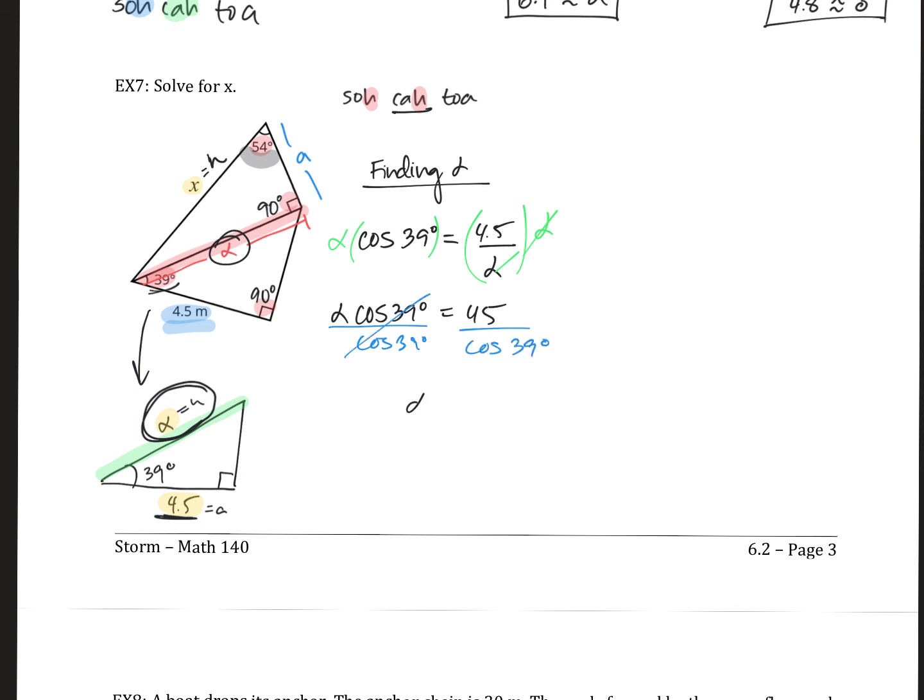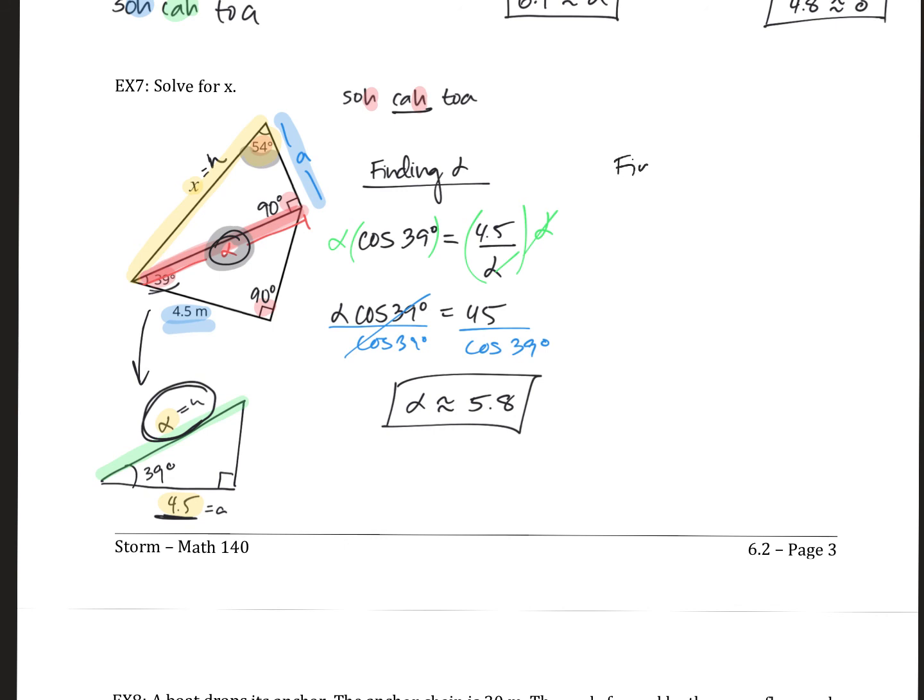And I get alpha equals approximately, if I plug that into my calculator, 5.8. Okay, awesome. Alpha is 5.8. Why did we care about that? Well, remember, originally we were trying to find the hypotenuse of the top triangle. And to do that with angle 54, I either needed this length here or the alpha length here. Because I was able to find the length we called alpha, now I can go ahead and solve for the hypotenuse.